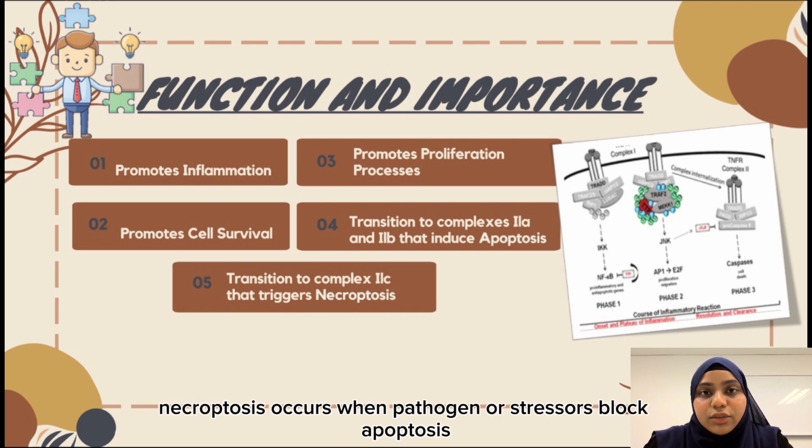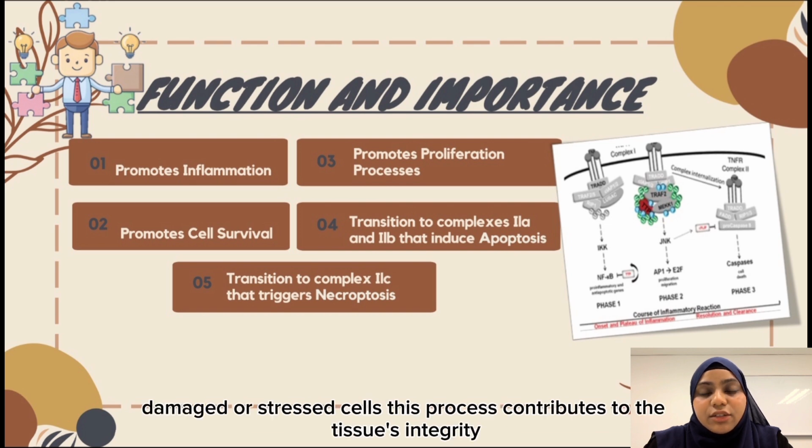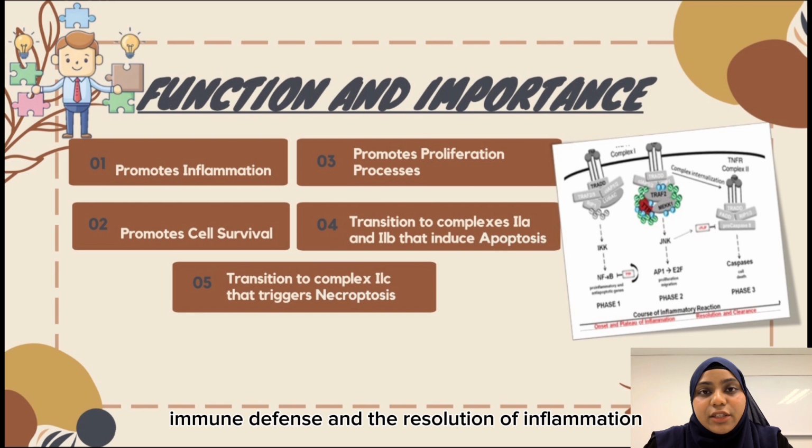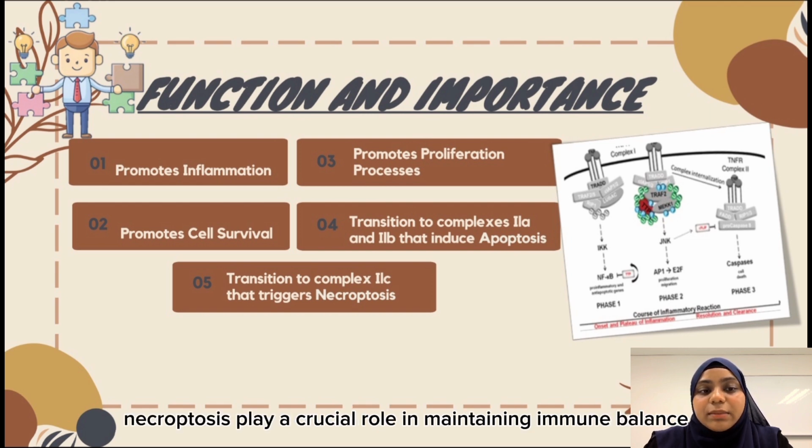Necroptosis occurs when pathogens or stressors block apoptosis, ensuring the elimination of infected, damaged, or stressed cells. This process contributes to tissue integrity, immune defense, and the resolution of inflammation. By helping to clear infections, necroptosis plays a crucial role in maintaining immune balance, particularly at mucosal surfaces like the gut.